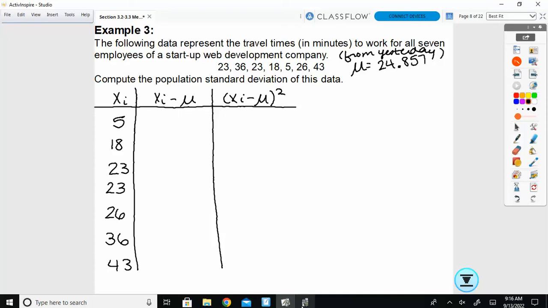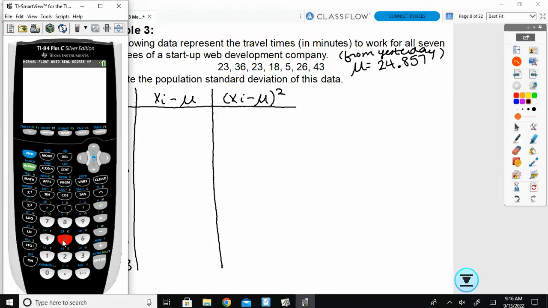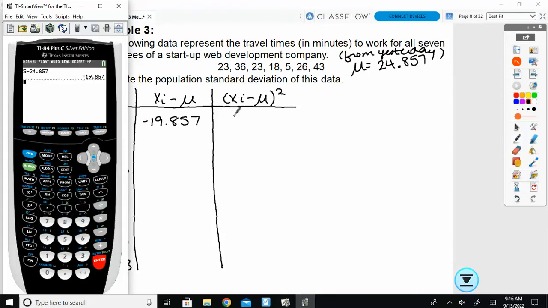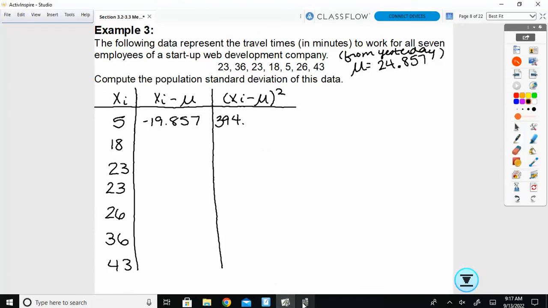So here's what we're going to do. You just go to your calculator. Your first value is 5, minus the mean, 24.857, and I get negative 19.857. And then what do we have to do to that value? Square it. So then if I just hit the square, I get 394.3004.